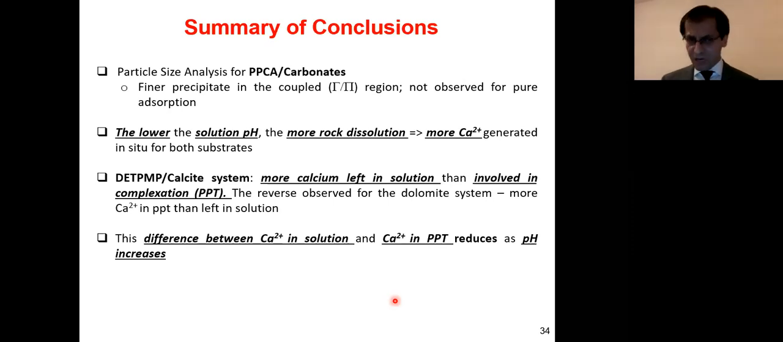Regarding particle size analysis for PPCA carbonates, the final precipitate was observed in the coupled adsorption and precipitation region, which wasn't observed for pure adsorption. The lower the solution pH, the more rock dissolution and more calcium generated in situ for both substrates. In the DETPMP calcite system, more calcium is left in the solution than involved in complexation, which is completely different from the dolomite system, where more calcium is involved in precipitation than left in the solution. And the difference between calcium in the solution and calcium involved in precipitation reduces as pH increases.